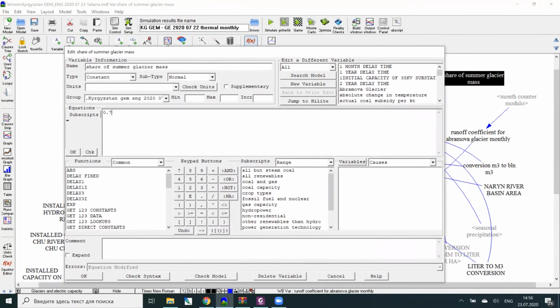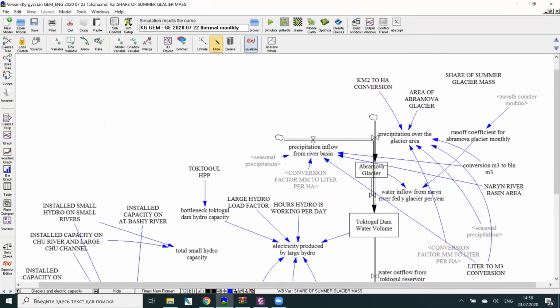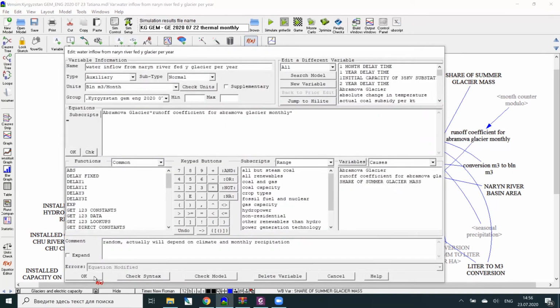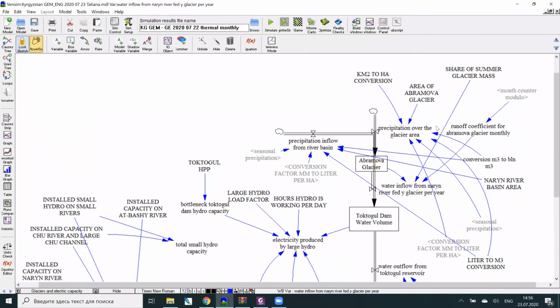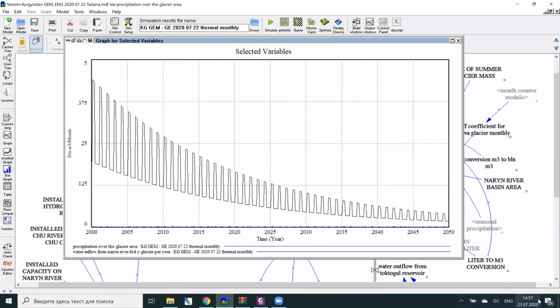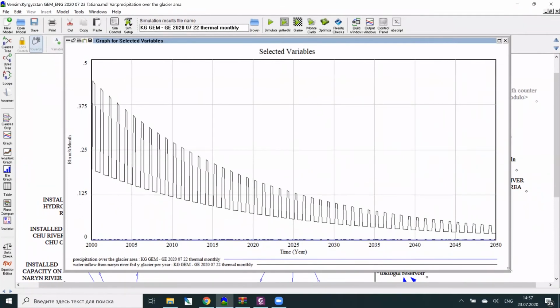I don't know. Let's put 60%. And then we connect it to the water inflow. Multiply it. Then we look at both of them again. Doesn't change much. Yes, we had a reduction from 0.8 to 0.45, yeah. It's just weird, it's such a large number.